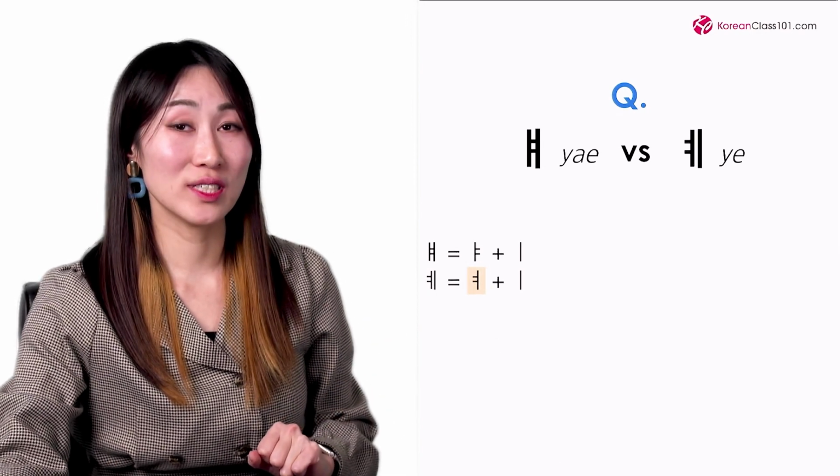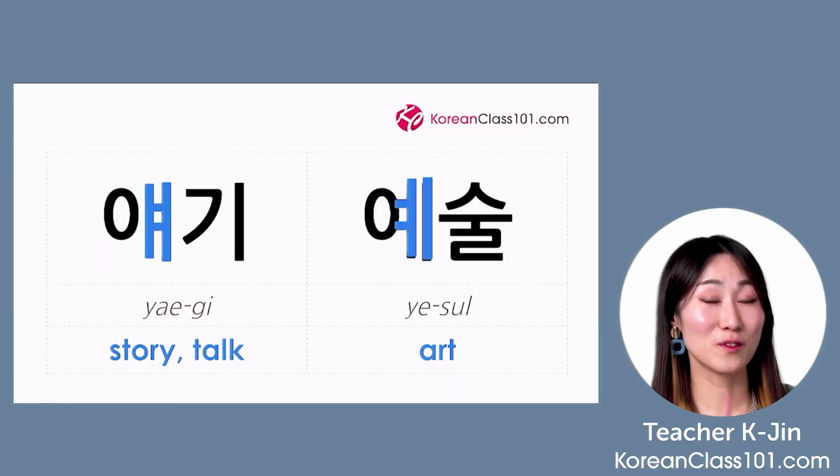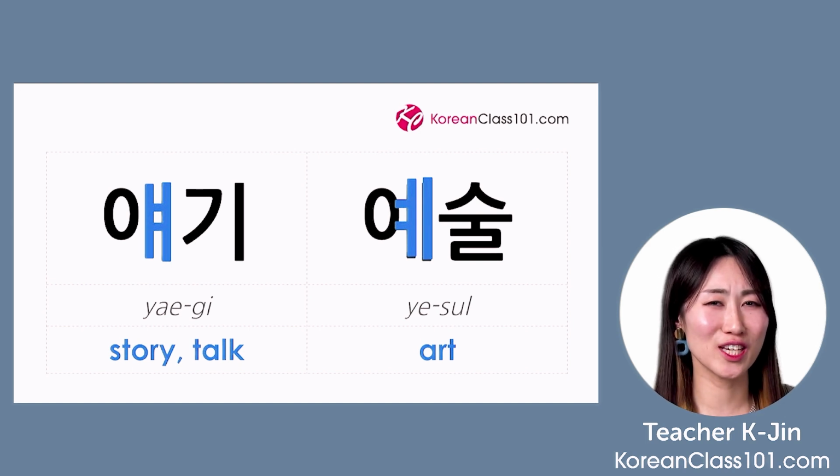Let me show you some examples. The first word is 얘기. Means story or talk. 얘기. The second word is 예술. Art. 예술. Well, I pronounce these words with exaggeration, but really, in daily life, we just say 얘기, or 예술. 얘기, 예술. We don't really pronounce these words differently.